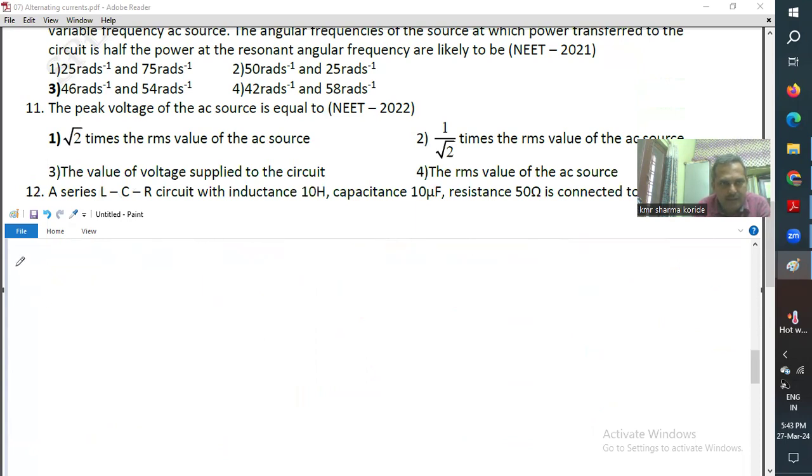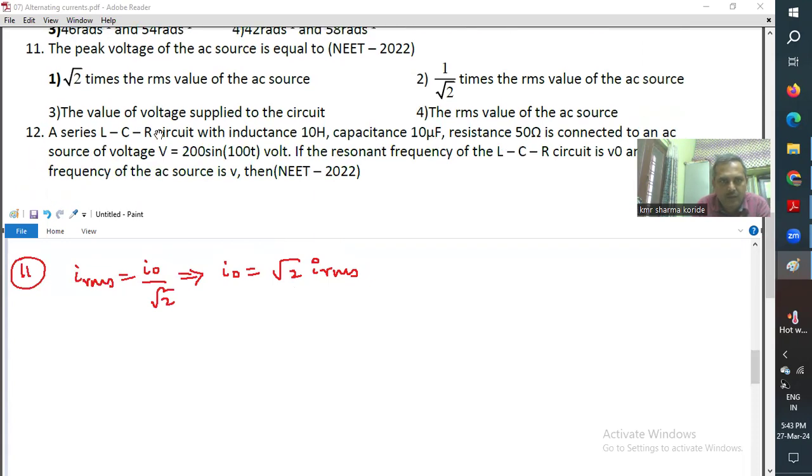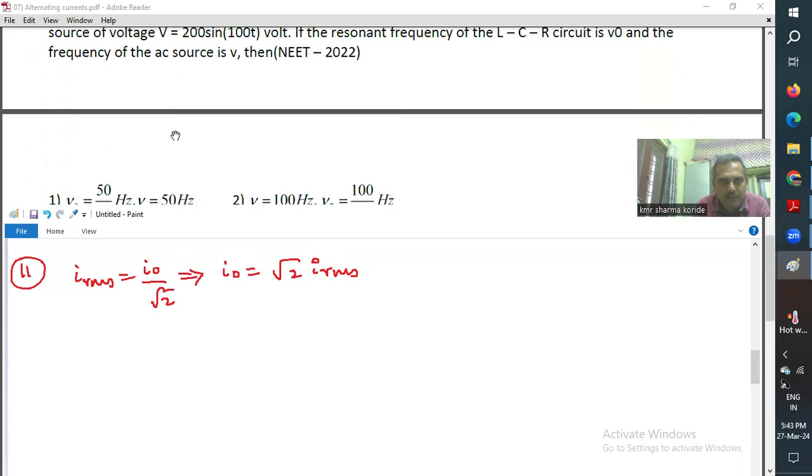Moving to the next question, the 11th. The peak voltage of the AC source is equal to, so IRMS is equal to I naught by root 2. Simple question: I naught is equal to root 2 times IRMS. So it is root 2 times the RMS value of the AC source. The first option is correct. Moving to the next question.